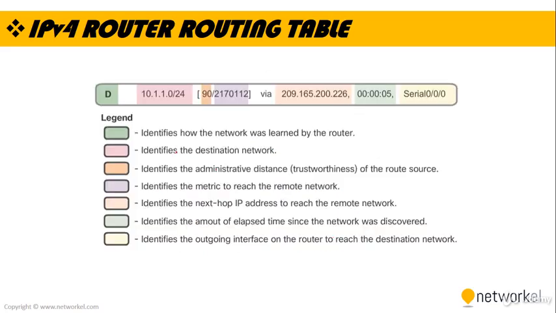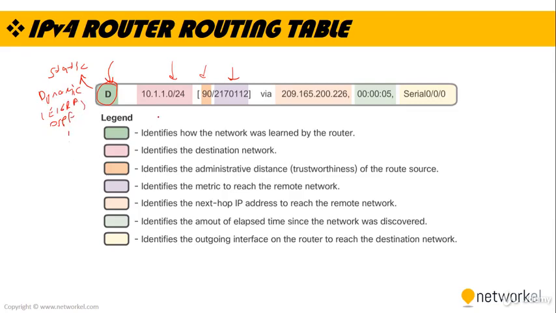So, how am I gonna examine a routing table entry? In a routing table entry, we have some text characters and some numbers, as you can see. The first character on the routing table entry identifies how the network was learned by the router. For example, whether this route was learned statically or learned by a dynamic routing protocol such as maybe EIGRP, OSPF, or something like that.